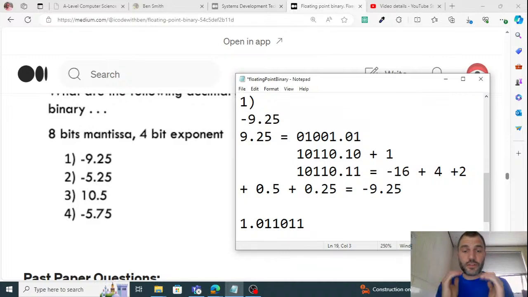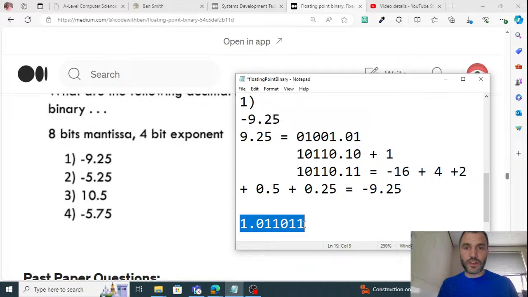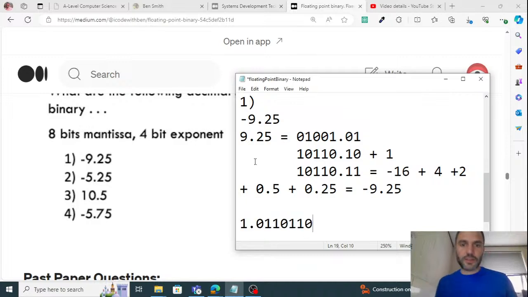This is a negative number. It's in 2's complement, so we're going to need to always keep a 1 in the minus 16 column. How many bits are there? 1, 2, 3, 4, 5, 6, 7. Let's keep it at 8 bits, so we'll pad it with an extra 0 on the end.